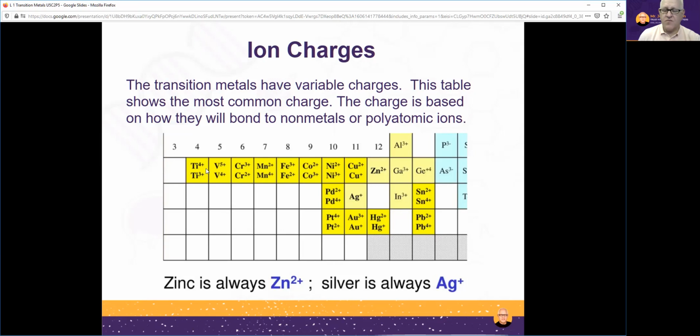Titanium can either give up 4 or give up 3. Fe, which is iron, can give up 3 or give up 2. Copper, which is Cu, can give up 2 or give up 1. Lead, Pb, can give up 2 or give up 4. Zinc, however, is always going to be zinc 2+, and silver is always Ag+. So silver can only give up 1.